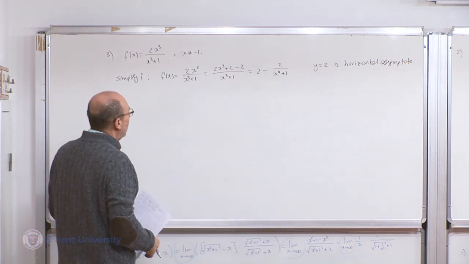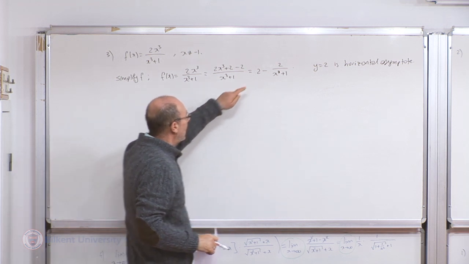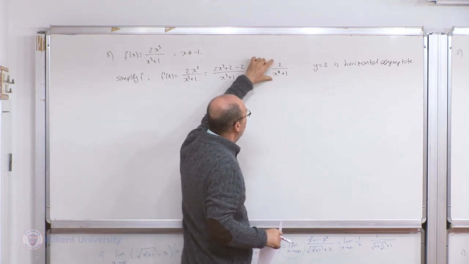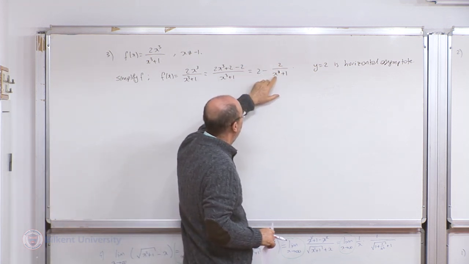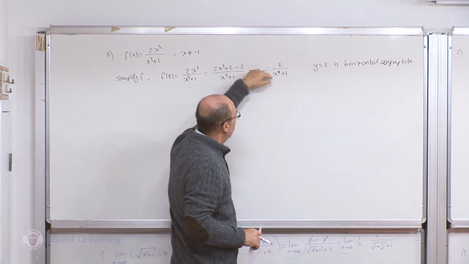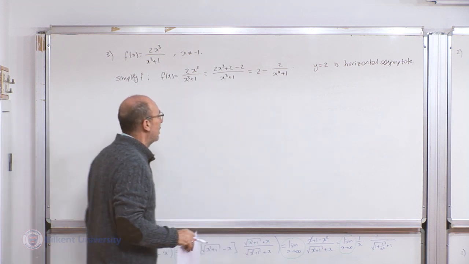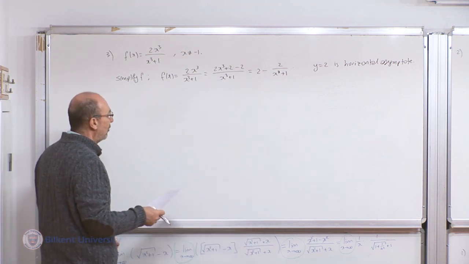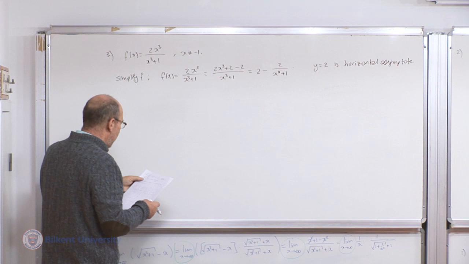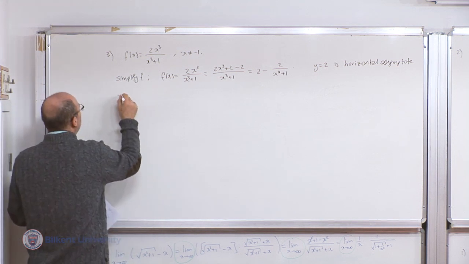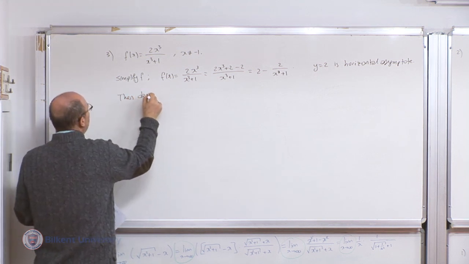And again, looking at the sign of these things, we know if it is above or below. If this part is positive, the curve is below 2, etc. So we'll do that when we come to plotting. Then we take the derivatives.